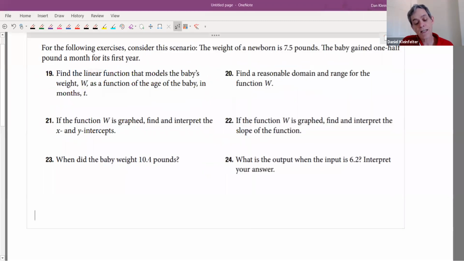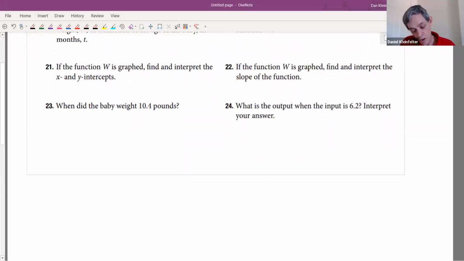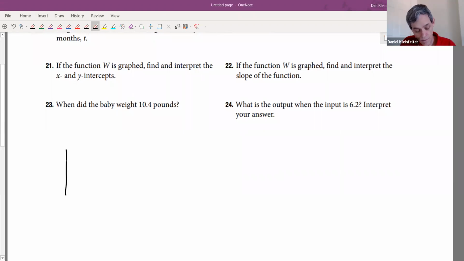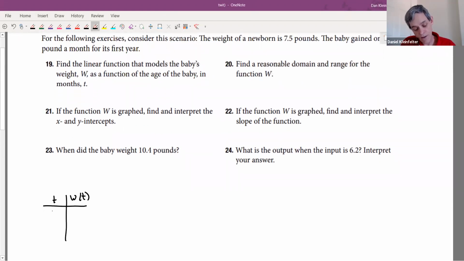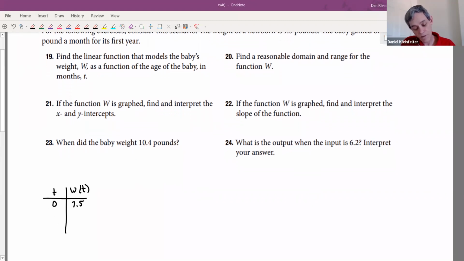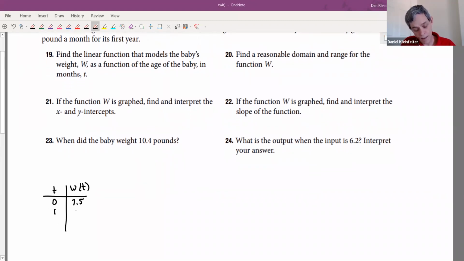So first of all, in 19, it says find a linear function that models the baby's weight W as a function of the age of the baby in months T. So the input is T, the output, we'll call that W of T. We're told that the newborn weight is 7.5 pounds. So after no months have gone by, it's 7.5 pounds. The baby gained half a pound a month for its first year. So after 1 month, it'll be 8 pounds. After 2 months, 8.5 pounds, and so on.